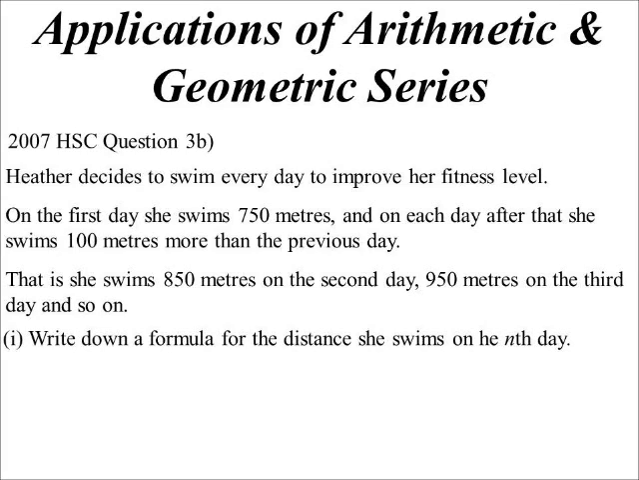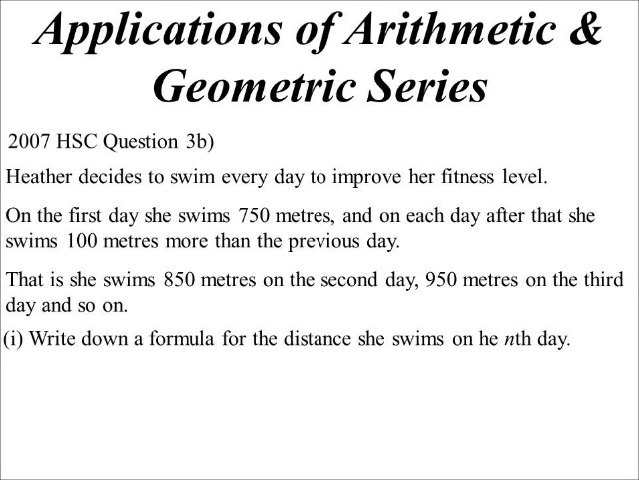But on the first day, she swims 750 metres. Then each day after that, she's going to swim 100 more metres than the previous day. That is, just in case you can't work this out, they explain everything for you in the HSC. She swims 850 metres on the second day, then 950 on the third day, and so on. Write down a formula for the distance she swims on the nth day.